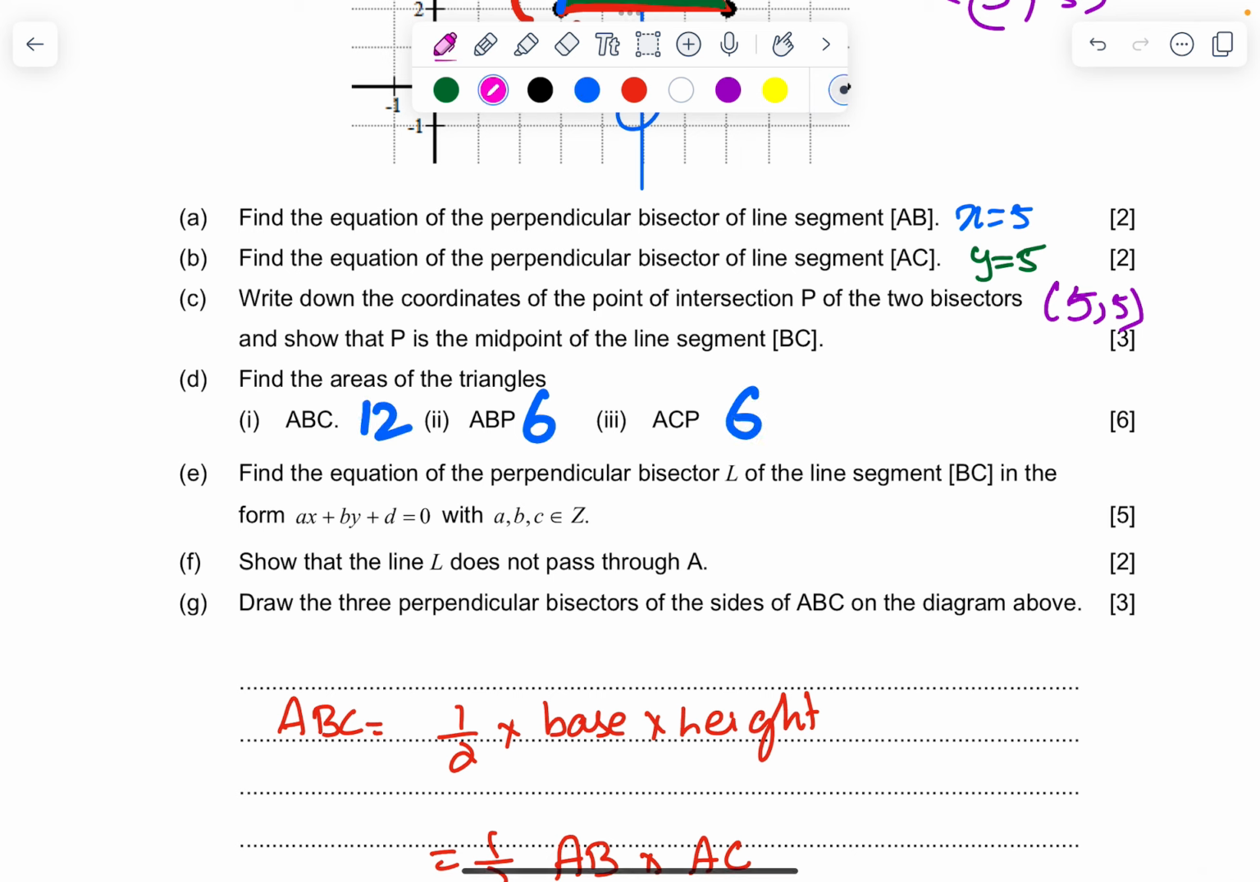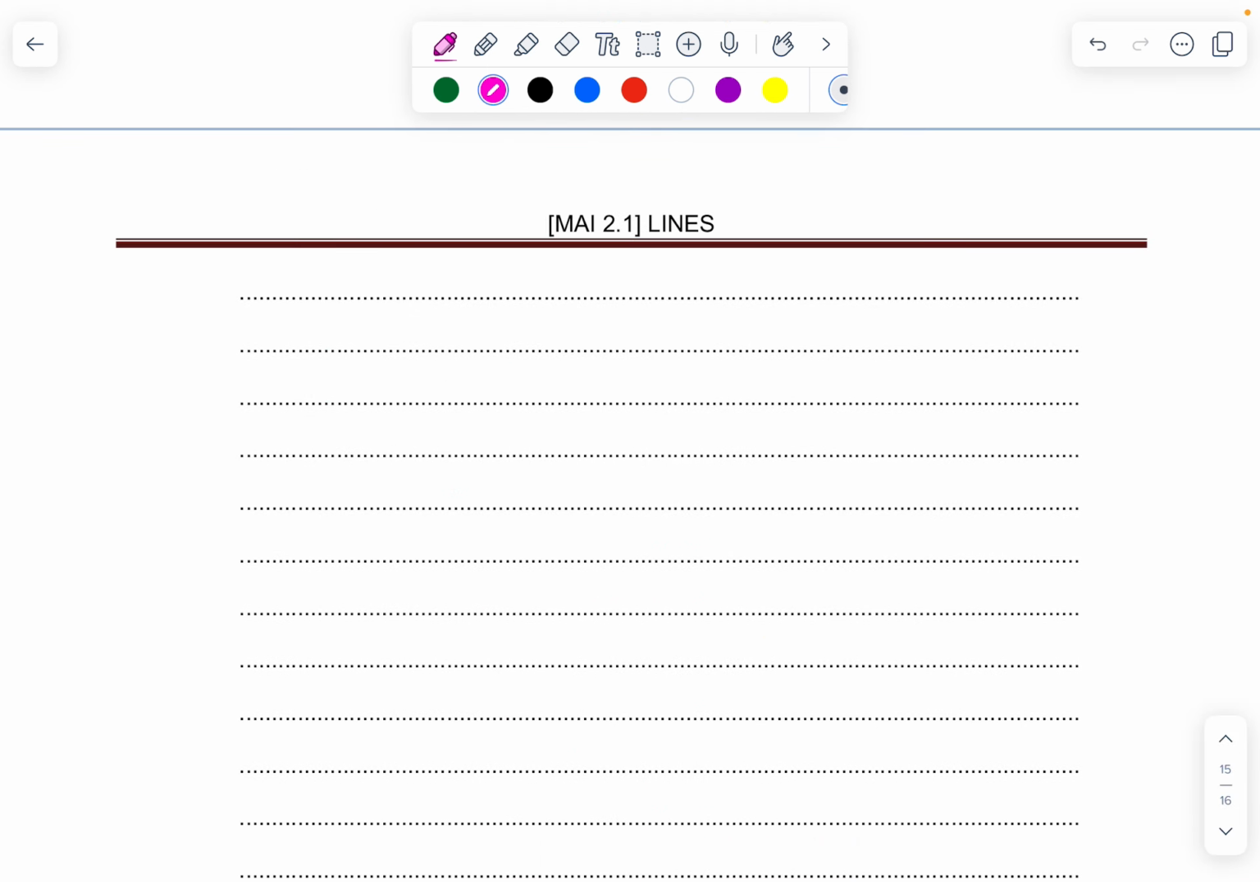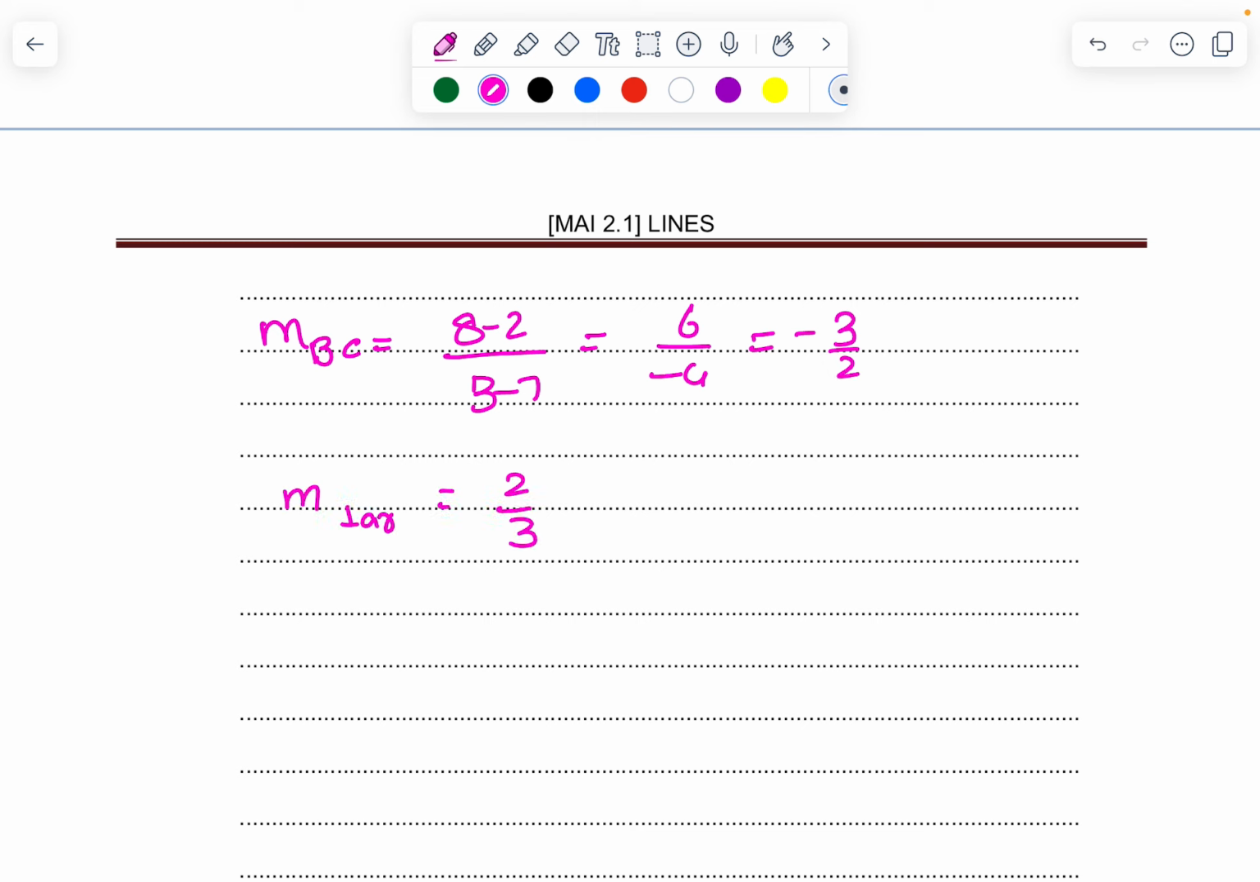Find the equation of the perpendicular bisector L of the segment BC. So for finding the perpendicular bisector, first of all I'm going to find the gradient of BC, which is 8 minus 2 by 3 minus 7, 6 upon minus 4, which is minus 3 upon 2. So the gradient of the perpendicular will be 2 upon 3, and the midpoint was 5 comma 5.